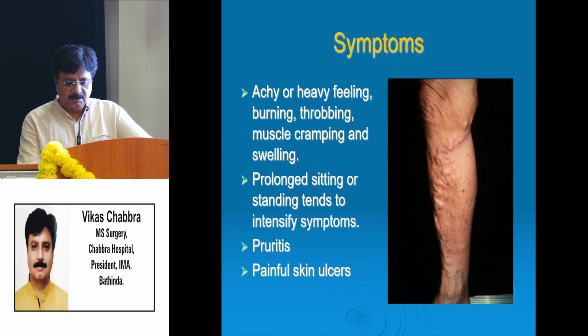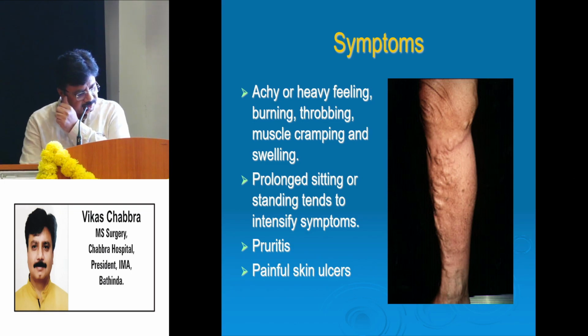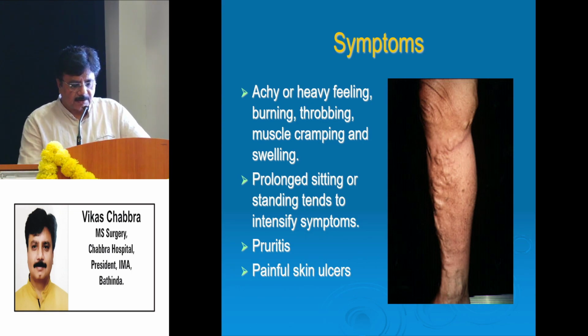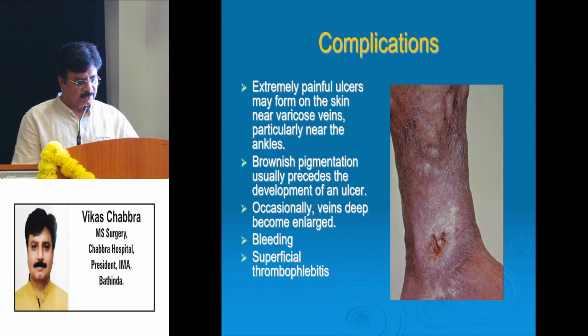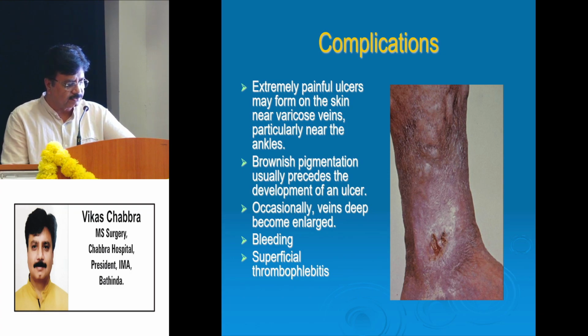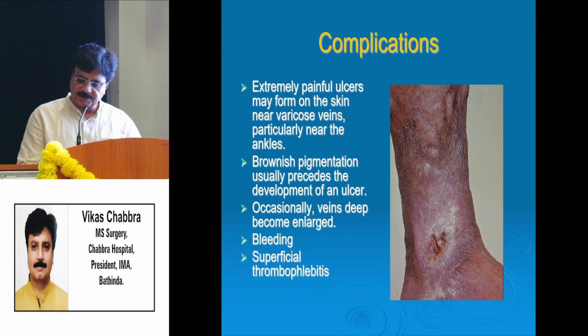Coming to the symptoms: achy and heavy feeling, burning, throbbing, muscle cramps, etc. in the calf region and the thigh region. Prolonged sitting or standing tends to intensify the symptoms. Pruritus can occur, and ultimately it can lead to painful skin ulcers, which become non-healing till the venous varicosity is treated. Complications: an extremely painful ulcer may form on the skin near the varicose veins. Brownish pigmentation can occur, and occasionally the veins can bleed, and superficial thrombophlebitis can occur.